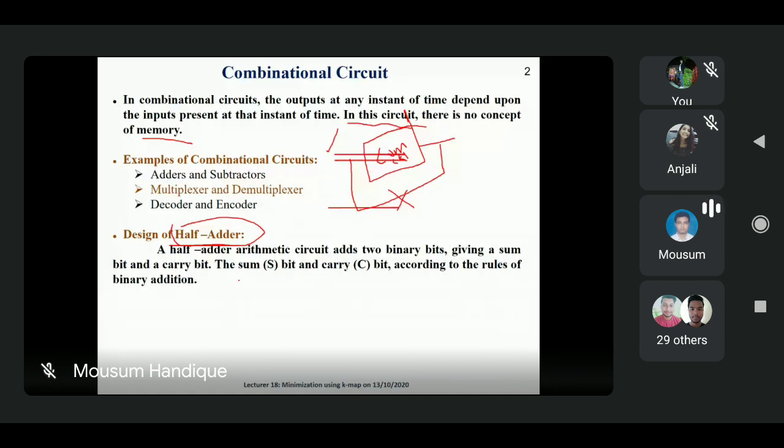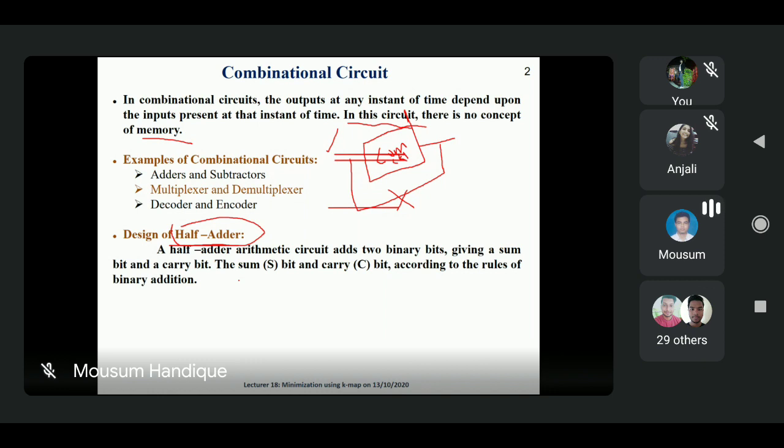A half adder arithmetic circuit has two binary bits. So always remember, when we are using the half adder, we are using only two binary bits. That's why this particular circuit is also called a two binary adder. Sometimes half adder is also called a two binary adder circuit. So that means this half adder is only for 2-bit addition, not more than 2 bits.